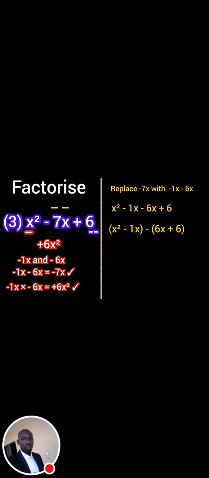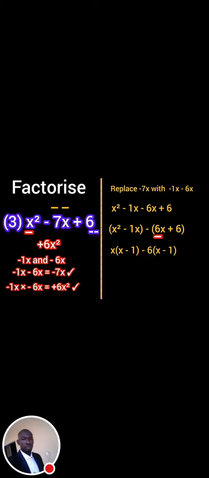We open bracket and put x squared minus 1x, we close it, minus open bracket 6x plus 6, we close it. When you look, you find out that what? Both of them have x in common. We factor x out and we have x minus 1, close bracket, minus. Then when you look at the other side, both of them have 6. We factor minus 6 out, we have what? x minus 1, bracket close.